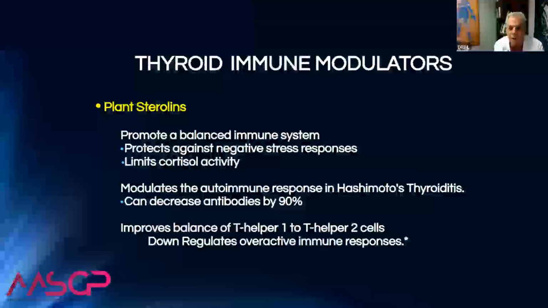We also use immune modulators. This was a CME course, so I didn't use the names. Plant sterolins are a fat from plants. They promote a balanced immune system. They limit cortisol activity. They protect against negative stress responses. They oppose reactive oxidative stress. They modulate the autoimmune response in Hashimoto's thyroiditis.